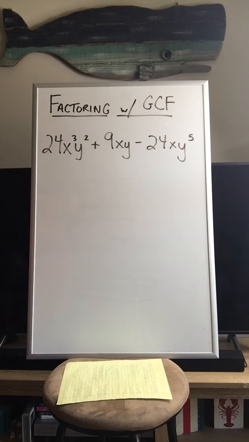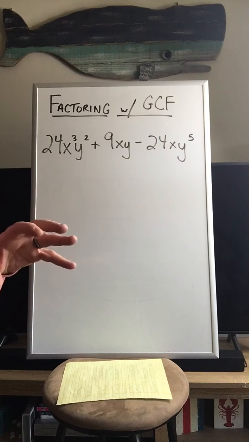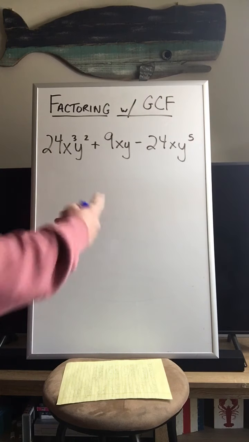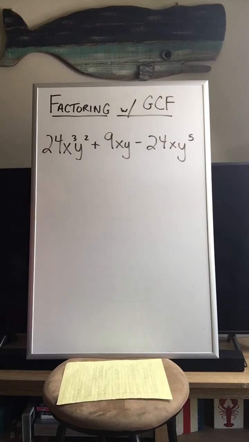Okay, so now we're back. And so, again, we're trying to factor this using the GCF. So you look at the numbers first, 24, 9, and another 24. So you look for what's the biggest number that will go into all three of them, and it should be 3. 6 goes into 24, but doesn't go into 9, so we want a 3.